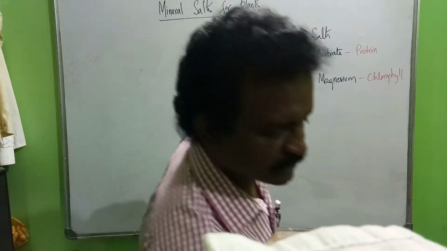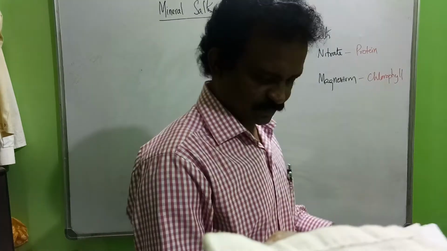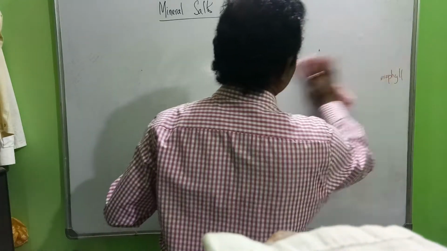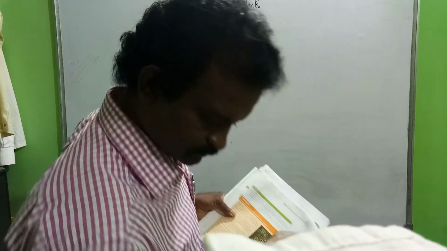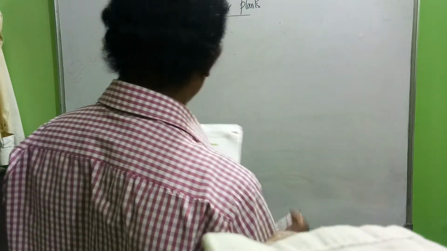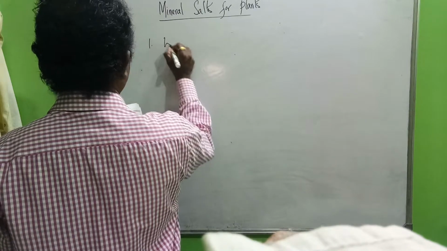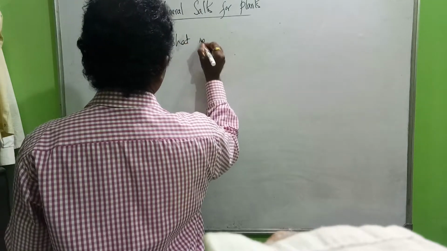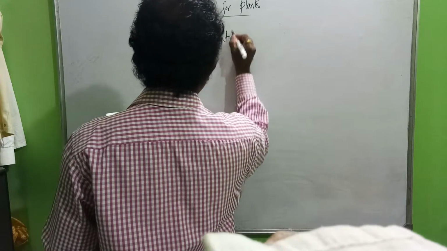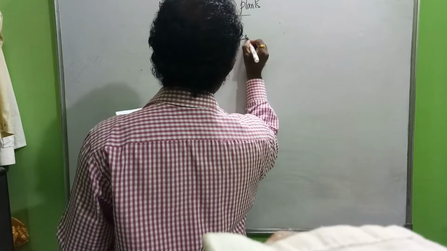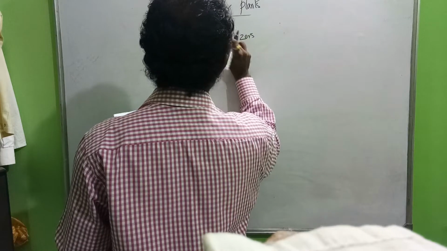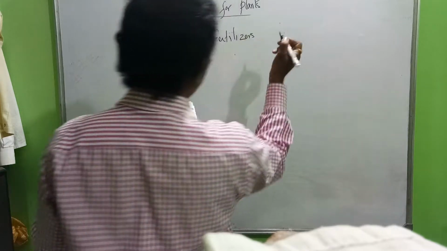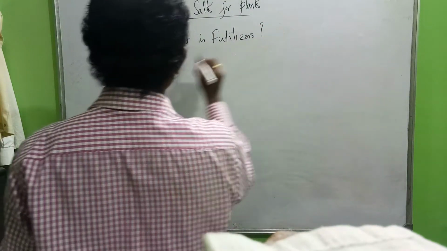Now let me give you some questions. I'll give you three questions. Take down. First question: what is fertilizer? Fertilizers. Spelling has a Z, or S also, right? Z also is there.